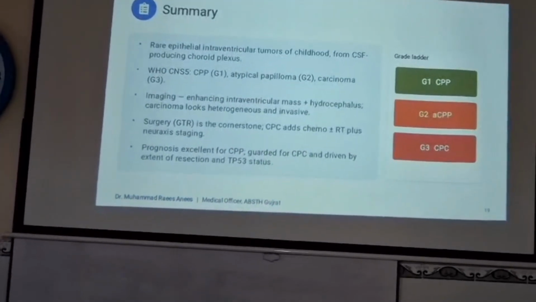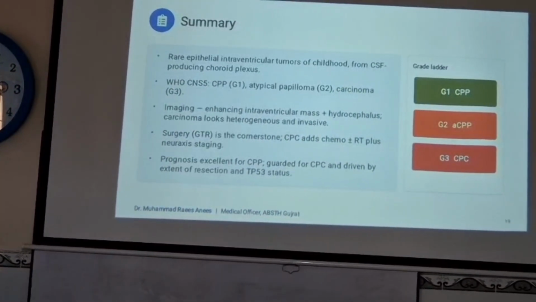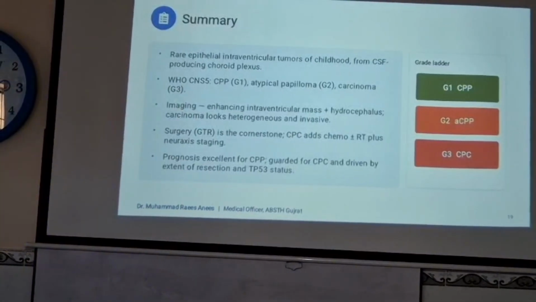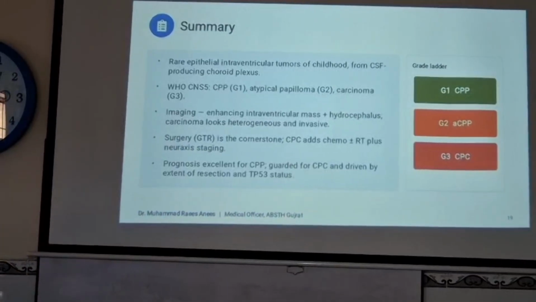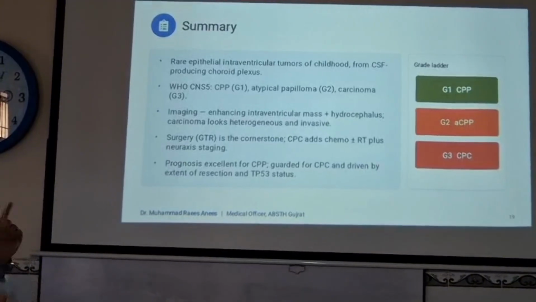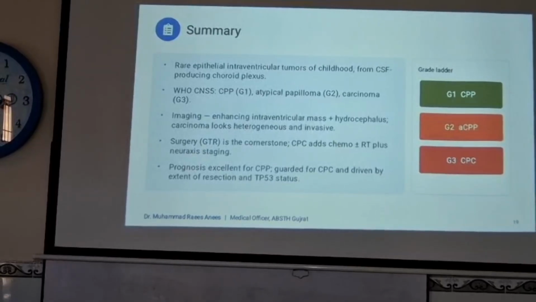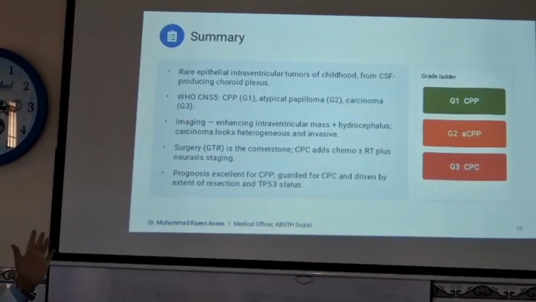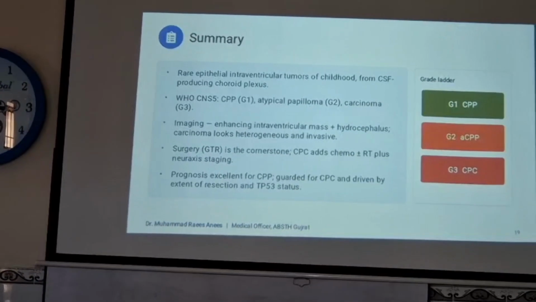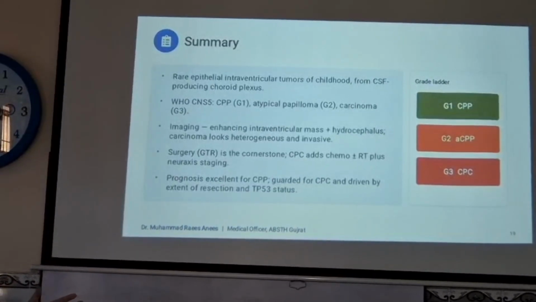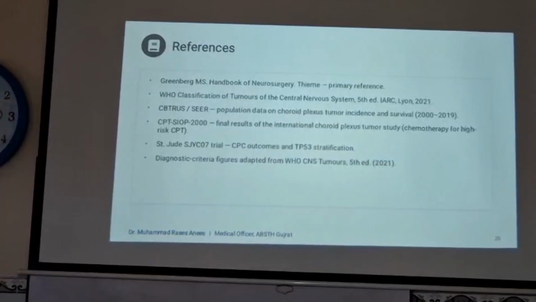So, rare epithelial intraventricular tumors of childhood arising from CSF-producing choroid plexus. The WHO CNS grade is already categorized into 3 categories: the papilloma, the atypical papilloma, and the carcinoma. On imaging, it is an enhancing intraventricular mass with hydrocephalus. Carcinoma looks heterogeneous and invasive. Surgery is the cornerstone, the maximum gross total resection, adds chemo plus radiotherapy plus neuraxis staging. Prognosis is excellent for choroid plexus papilloma, guarded for choroid plexus carcinoma, and driven by the extent of resection and TP53 status.